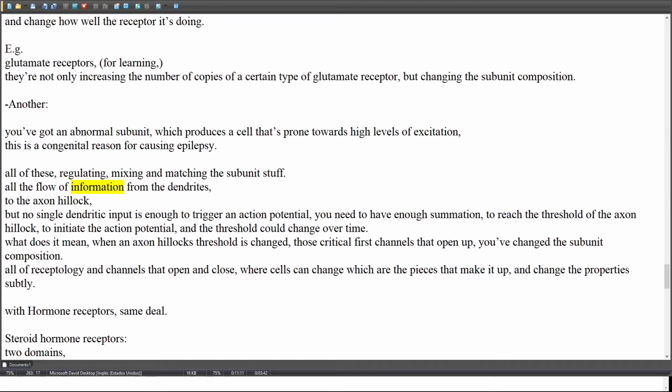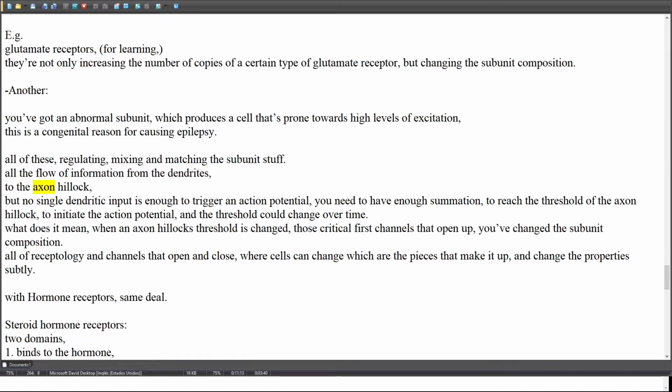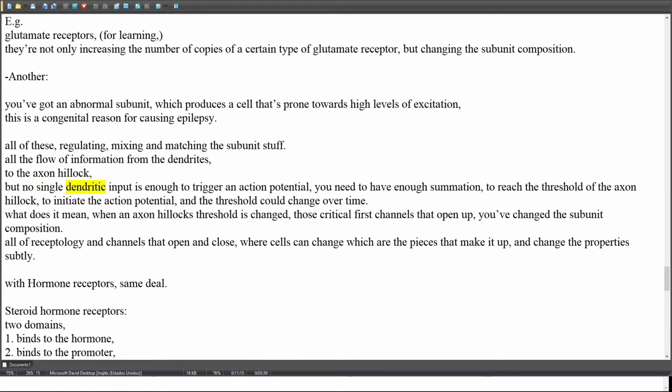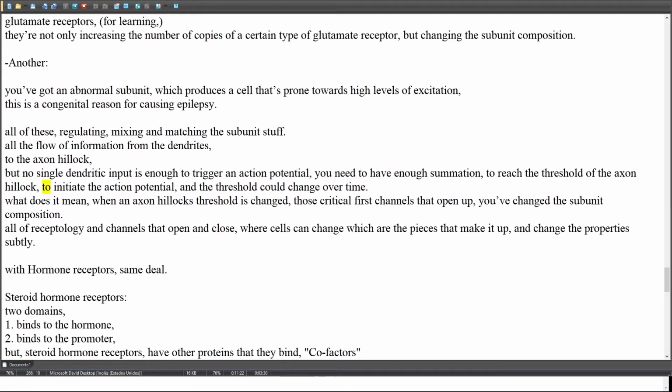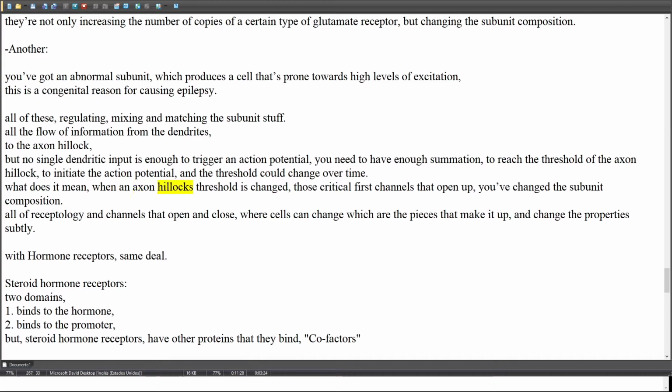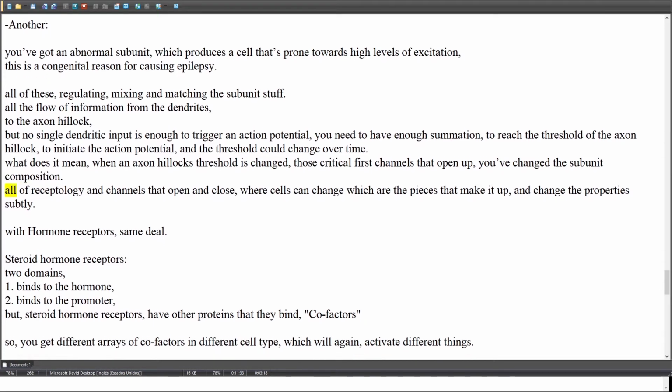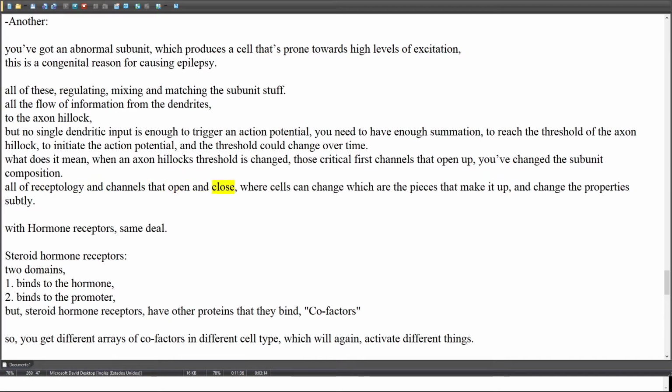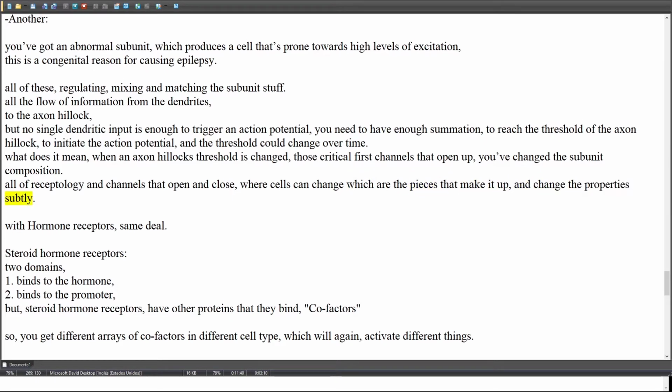All the flow of information from the dendrites to the axon hillock. But no single dendritic input is enough to trigger an action potential; you need to have enough summation to reach the threshold of the axon hillock, to initiate the action potential, and the threshold could change over time. What does it mean when an axon hillock's threshold is changed? Those critical first channels that open up, you've changed the subunit composition. All of receptology and channels that open and close, where cells can change which are the pieces that make it up, and change the properties subtly.